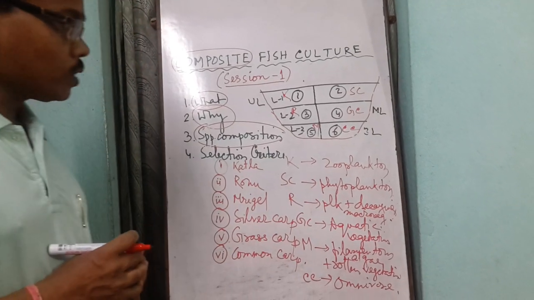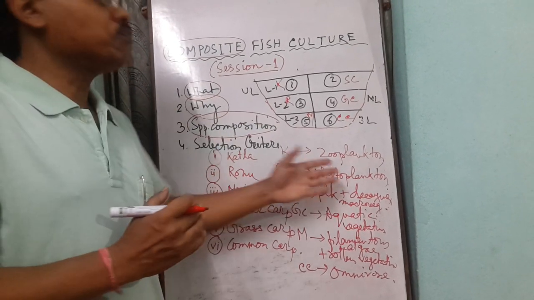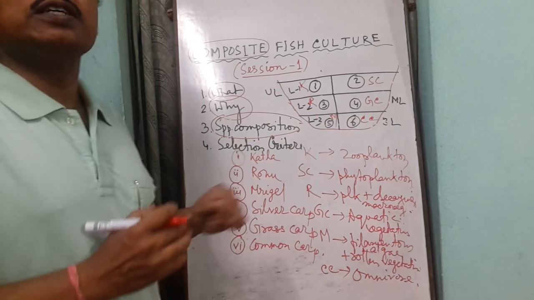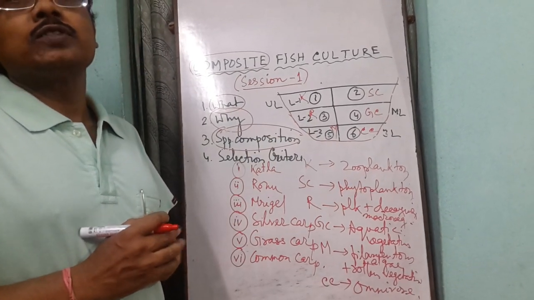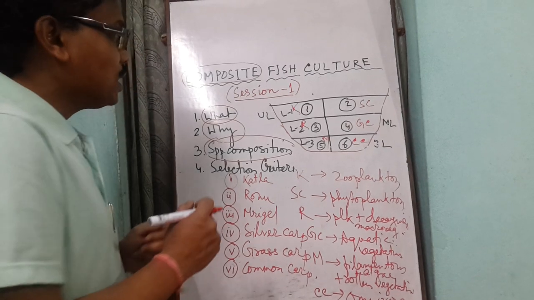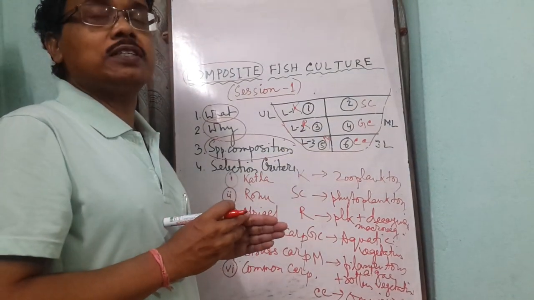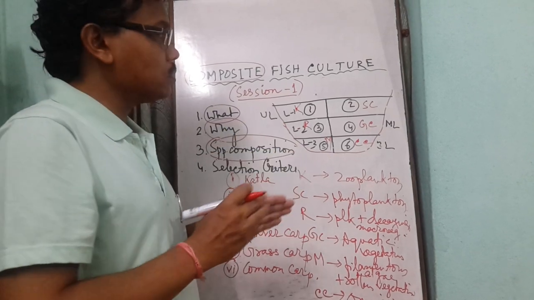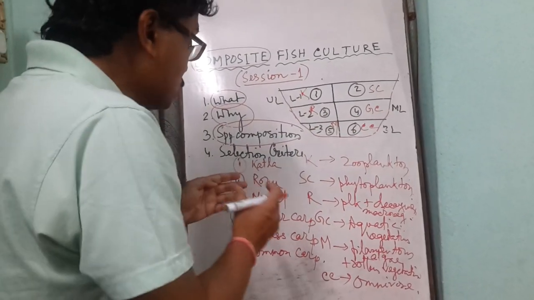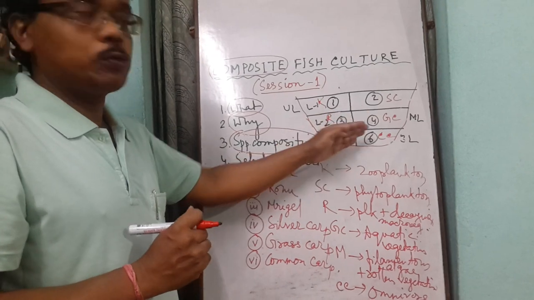So considering the feeding habit, we find here that every species has a separate feeding habit. So no one species will compete with or fight against another for feed. So in this pond, despite the introduction of six species at a time, there will be no fight, no competition regarding food among these species. In this way, we can make the proper species composition.